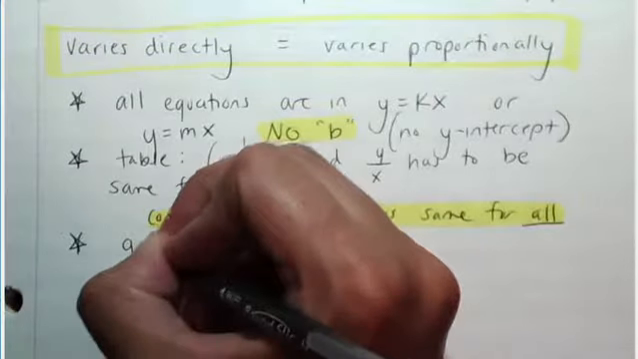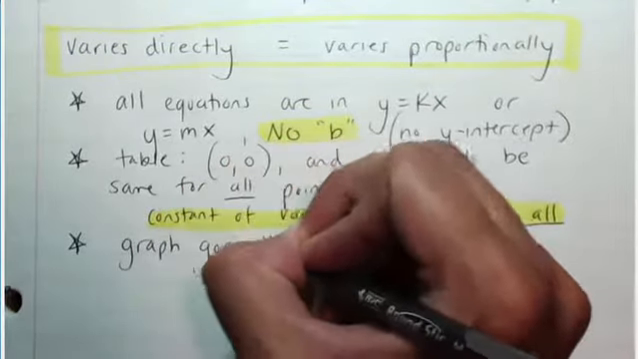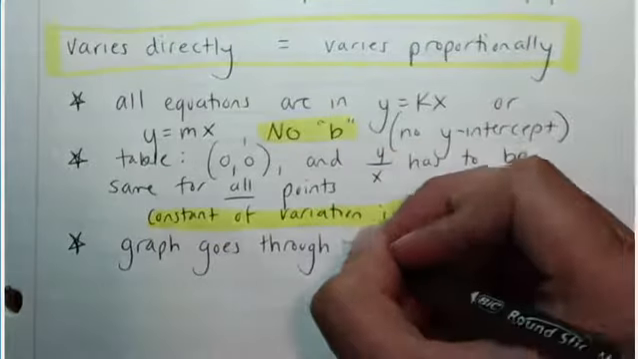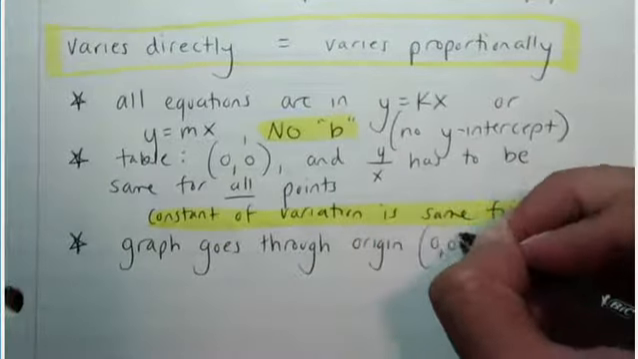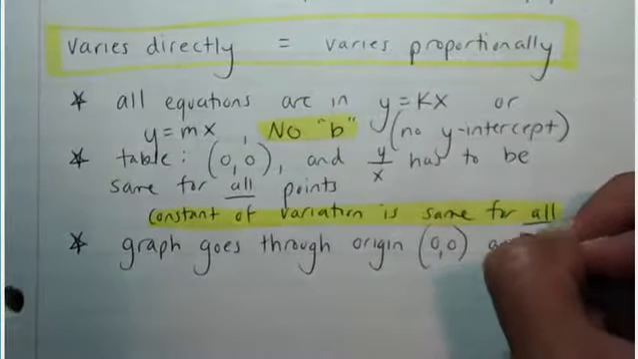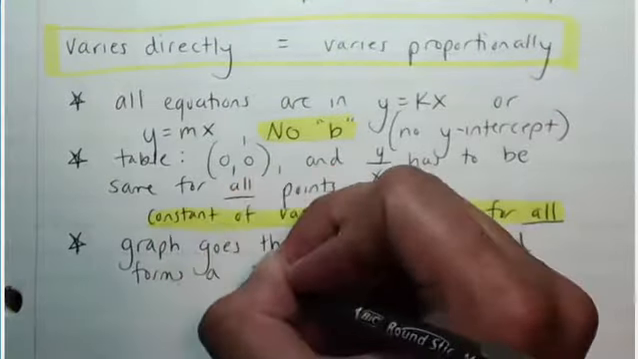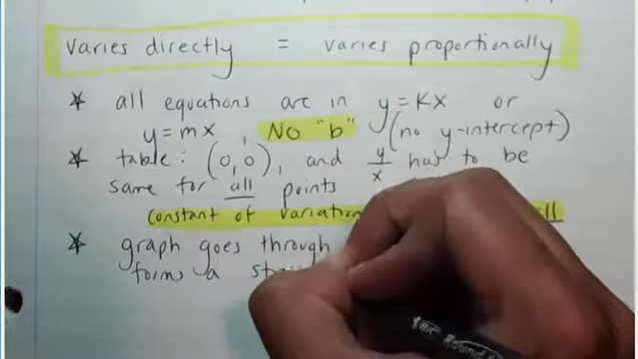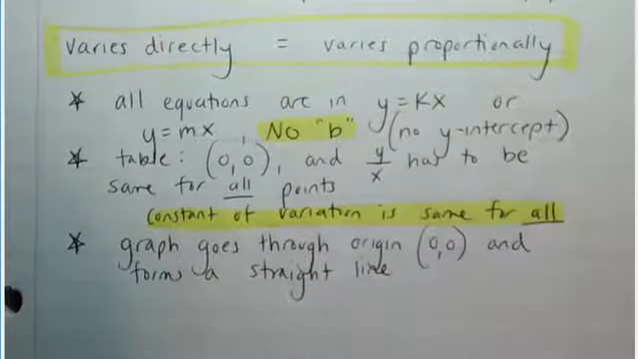So whenever I graph this thing, it goes through the origin, again, which is 0, 0, and forms a straight line because the constant rate of change is the same.